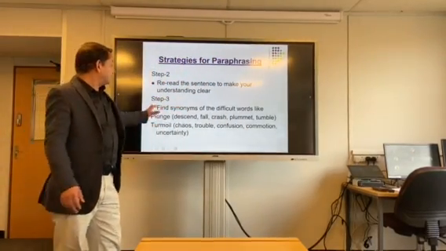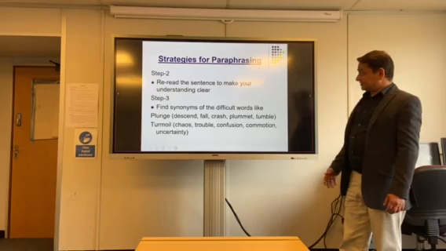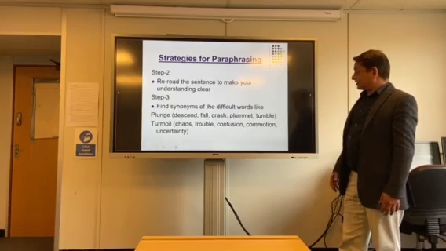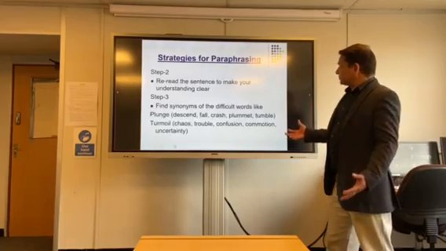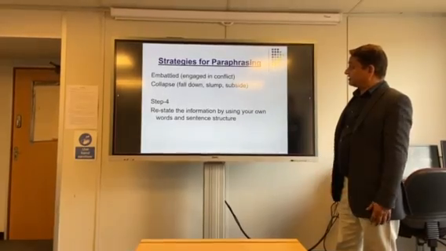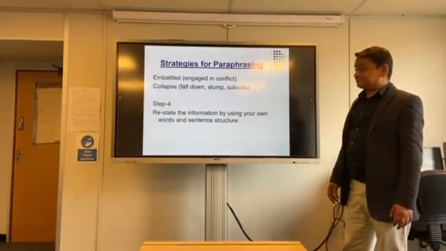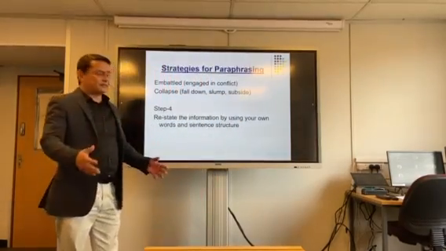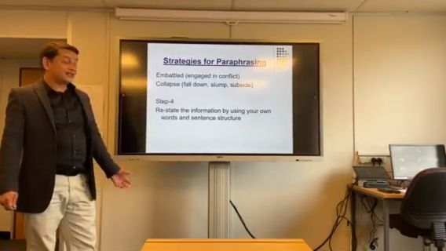That's the basic thing. And then find synonyms of the difficult words, like plunge: descend, fall, crash, tumble. Turmoil: chaos, trouble, confusion, commotion. So you just find their synonyms. Embattled: engage in conflicts, conflicted, controversial. Collapse: fall down, slump, subside. Now you have the original meaning and you have some synonyms. Step 4, restate the information by using your own words and sentence structure.